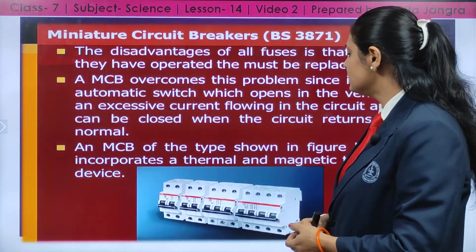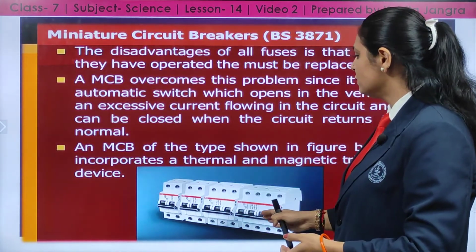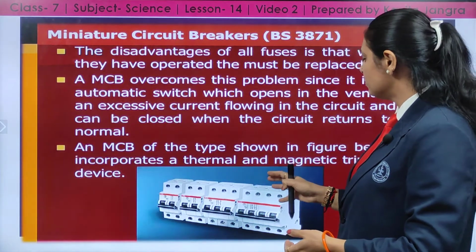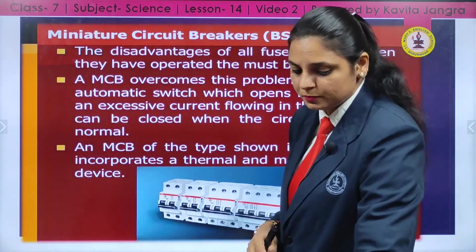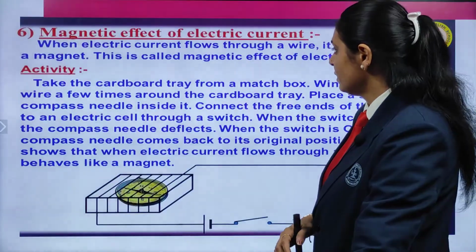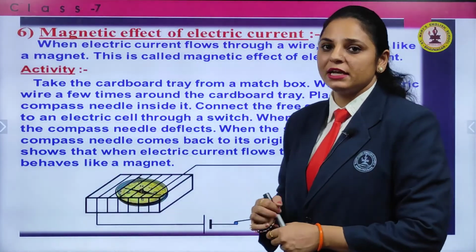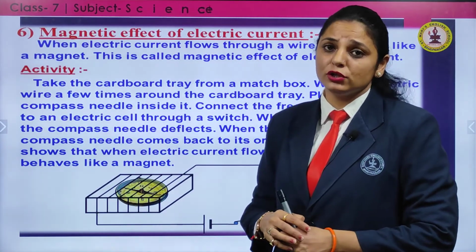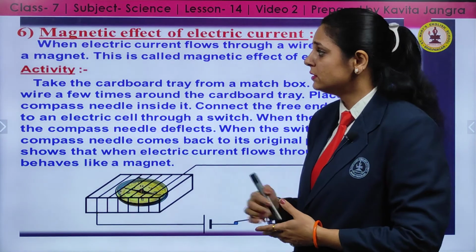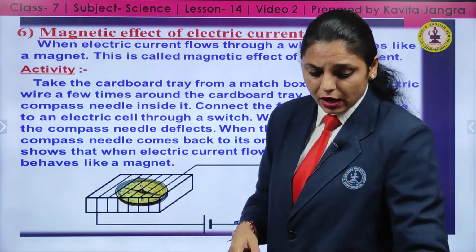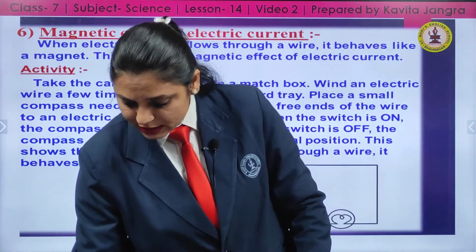An MCB of the type shown in the figure incorporates a thermal and magnetic tripping device. Thermal means heat. The second effect is the magnetic effect. There is a chemical effect also of electric current, which you will study in the higher classes. The magnetic effect, how electricity produces a magnetic effect.